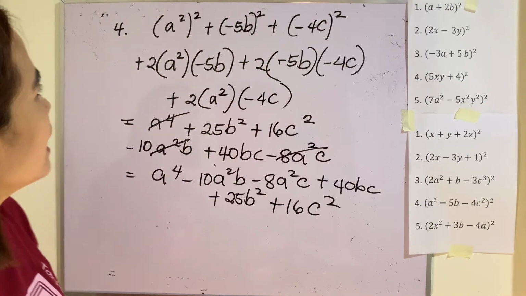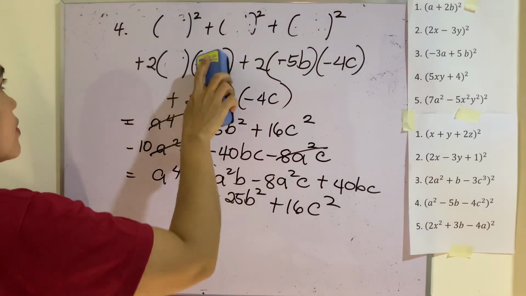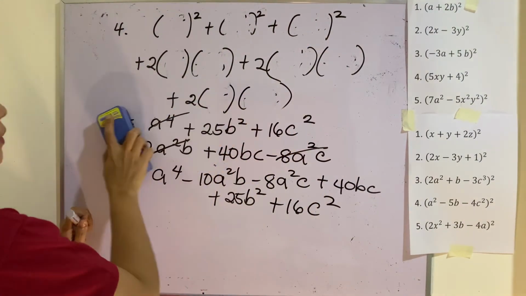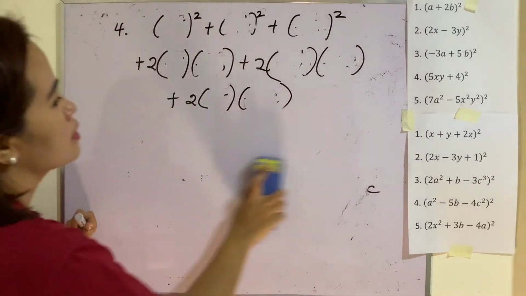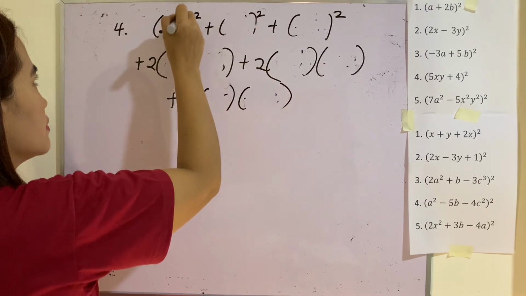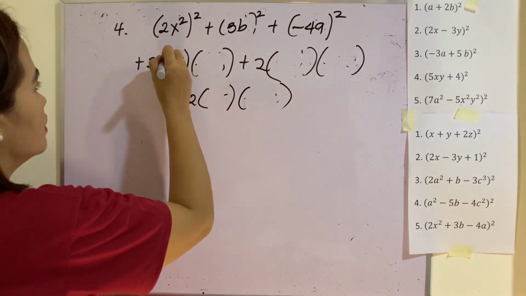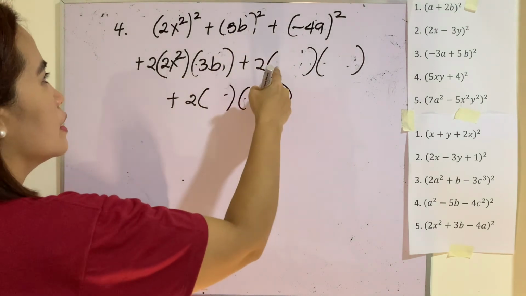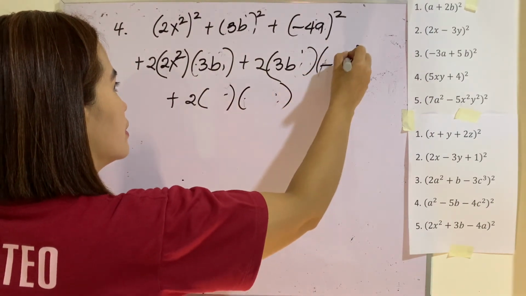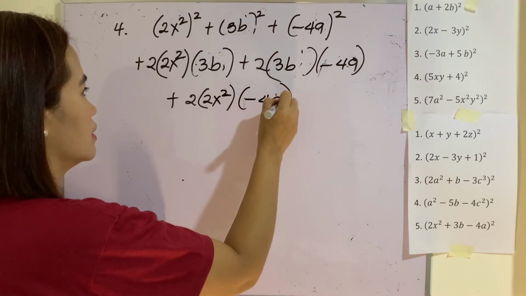Okay, let us go to the last. So I will just be erasing this. So we have 2x squared, we have 3b, and we have negative 4a. 2x squared, 3b; 3b, negative 4a; 2x squared, negative 4a. Okay, that's it.